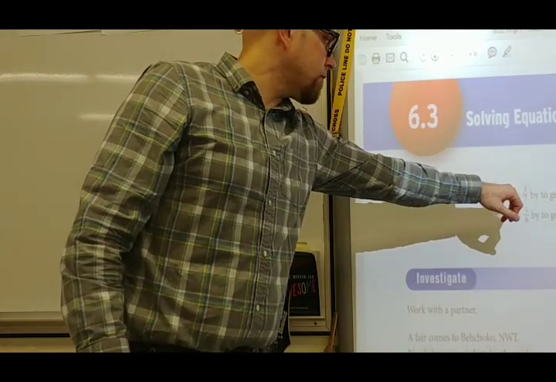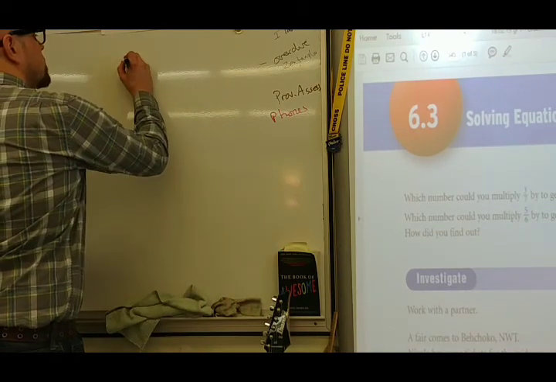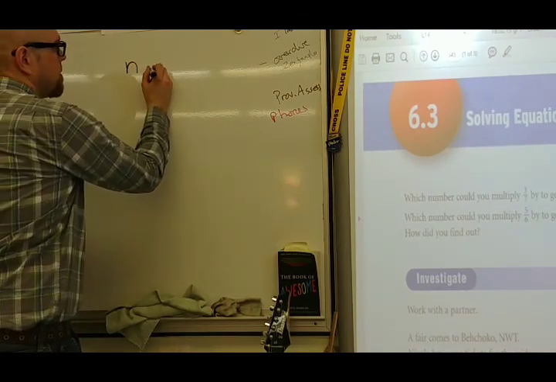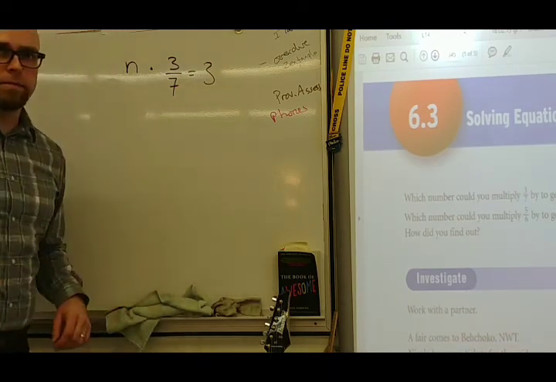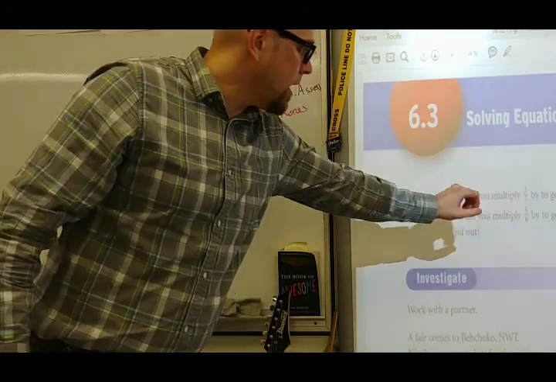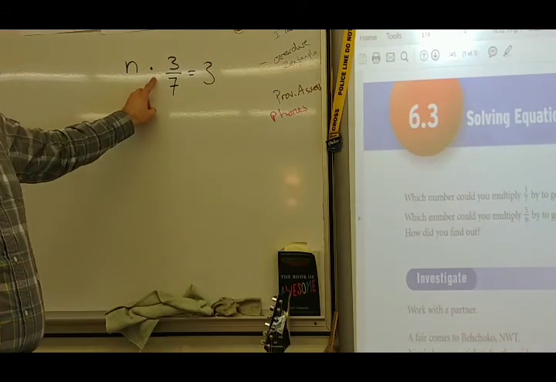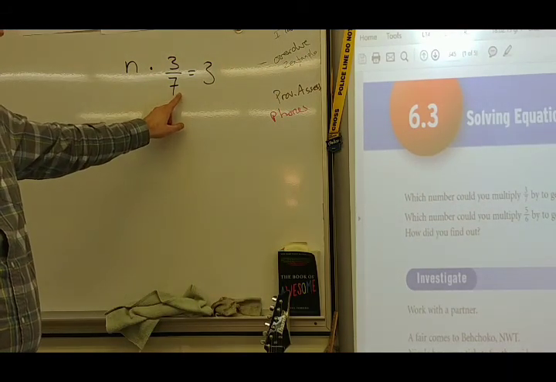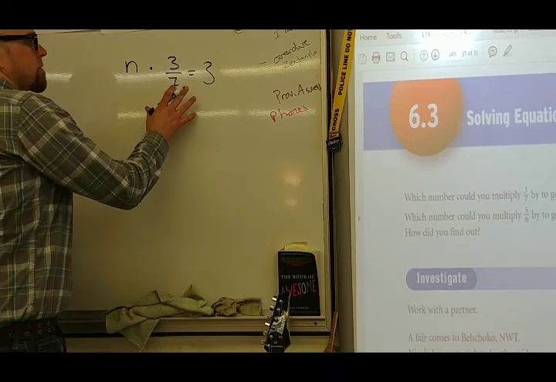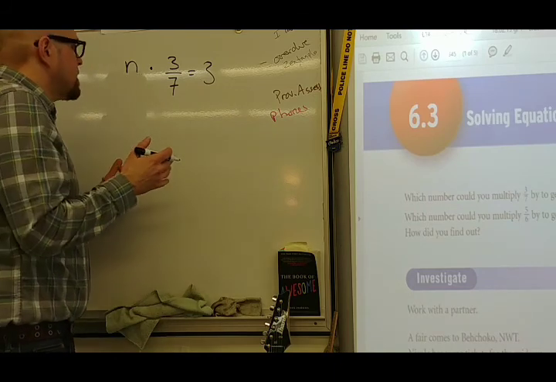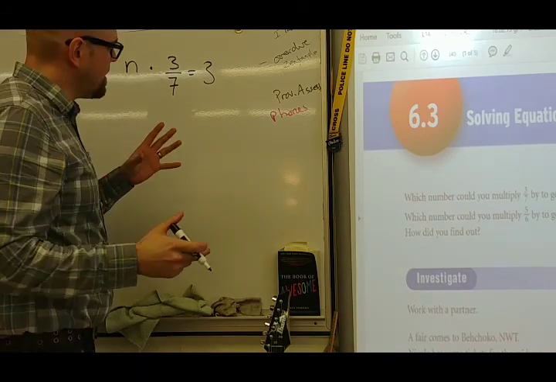Which number could you multiply 3 over 7 by to get the product of 3? So which number could you multiply 3 over 7 by to get 3? All I did is I took this sentence and I rewrote it one piece at a time. Which number could you multiply 3/7 by to equal 3? First, I got a little confused. I looked at this and I thought, well, we've got times 3/7, but we need to divide it by 3/7. And I got a little confused.